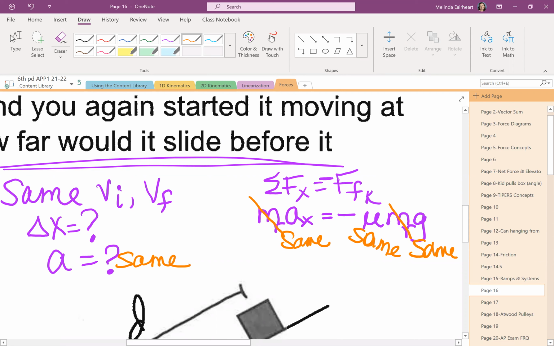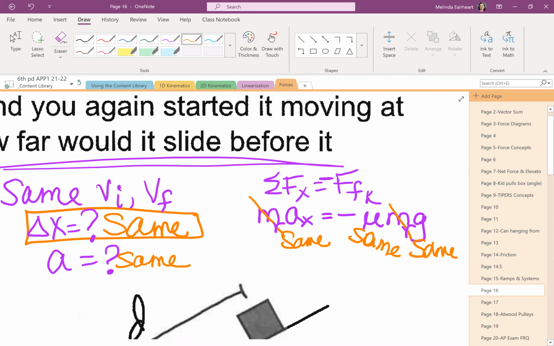Hint, hint. How far is it going to slide until it stops? And everybody says, same. So you could either say same or whatever the original distance was, 20 meters. So it's independent of the mass.